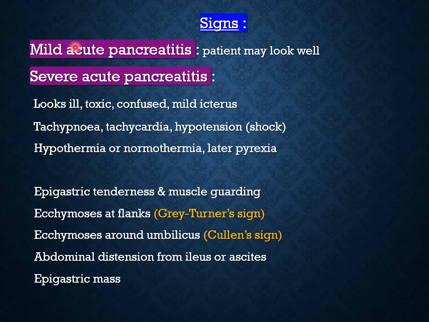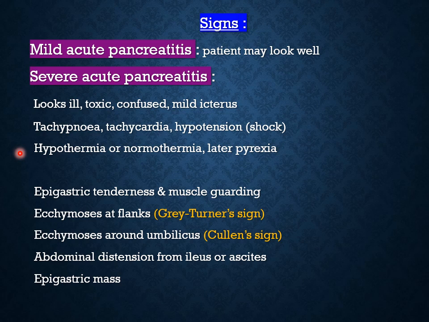In mild acute pancreatitis, the signs may not be very prominent. The patient may look well. He has mild pain, mild tenderness. Otherwise, he looks quite well, and he may look deceivingly well. In severe pancreatitis, the patient looks very ill, toxic, confused, and sometimes can be mildly jaundiced. Usually there is tachypnea, tachycardia, and hypotension, going into shock. He may be hypothermic or normothermic.